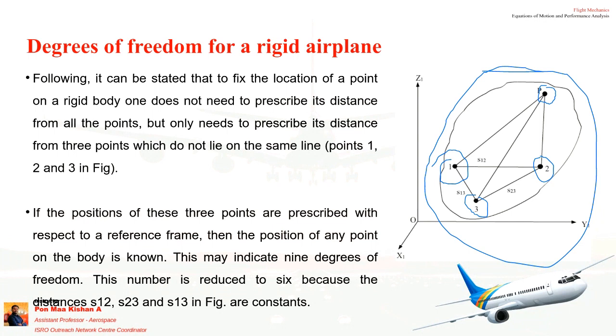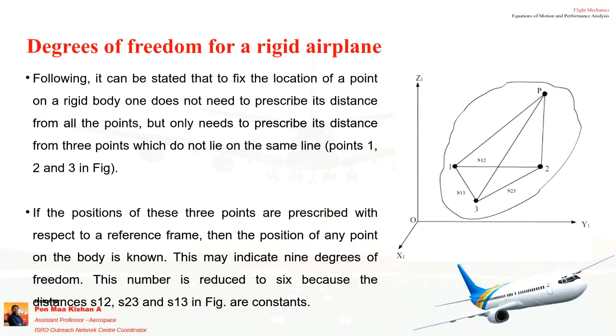Now let's go step by step. It can be stated that to fix the location of a point on a rigid body, one does not need to prescribe its distance from all the points. We don't need to give the distance values, but we have drawn the distances between points 1, 2 and 3 because these are the 3 reference points we have taken. Once again, I'm clearing that.